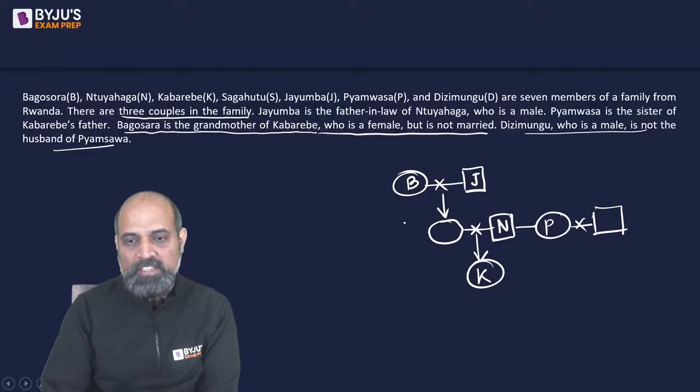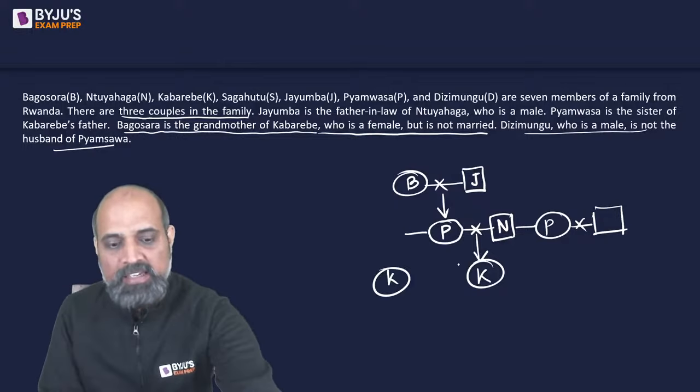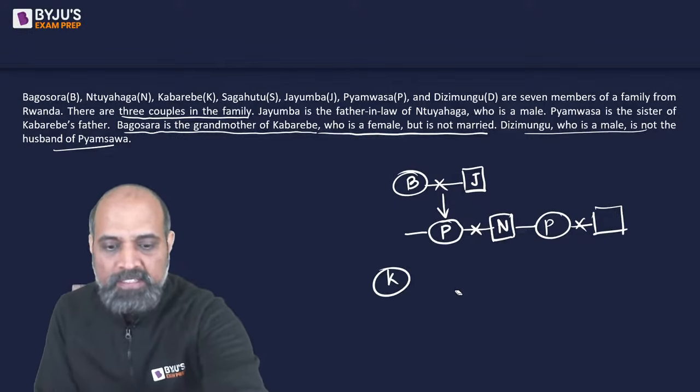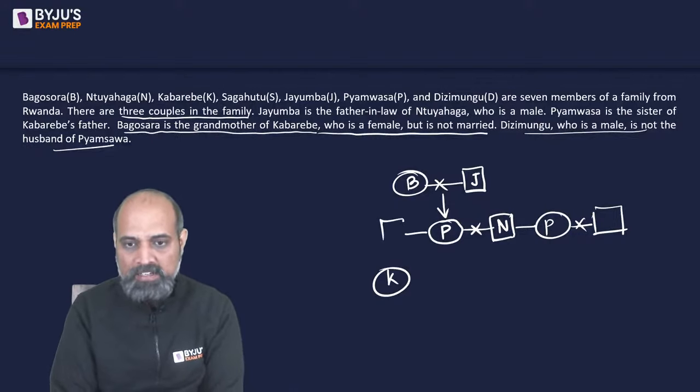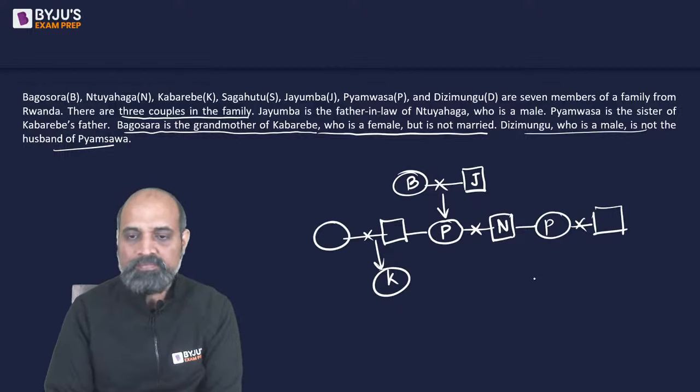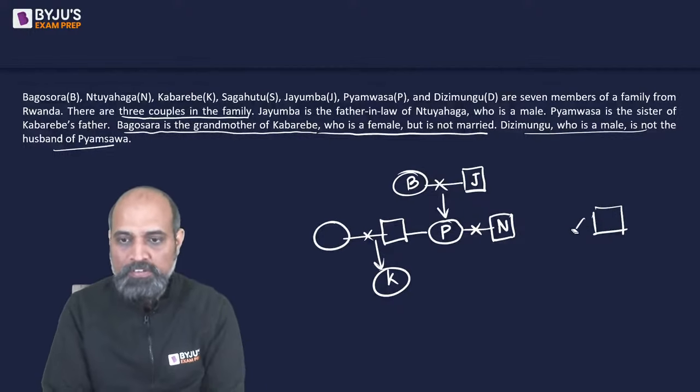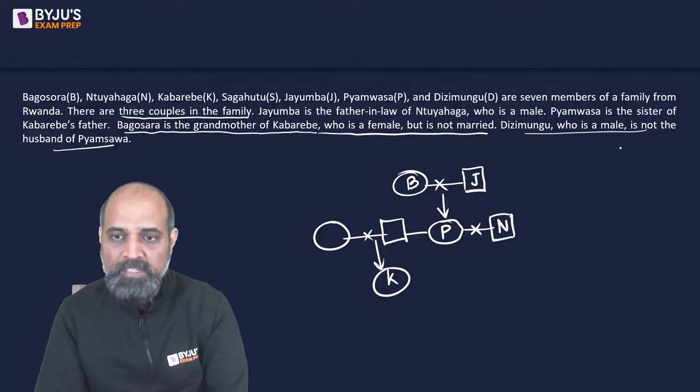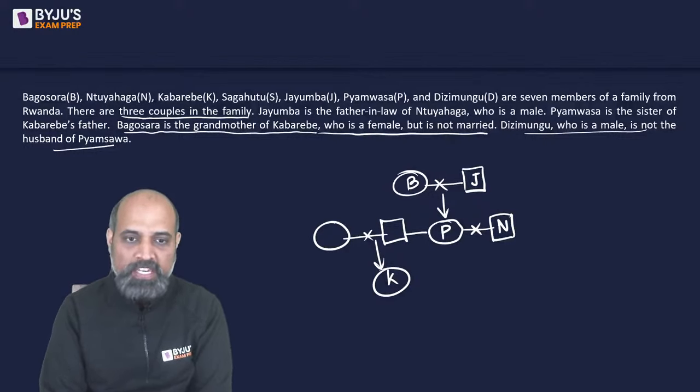The only way this will make sense is if we have P here, and P is the sister of K's father, so that means K is here, and K has a father, right? Only this one will make sense. Dekh lete ek bar. P is the sister of K's father.